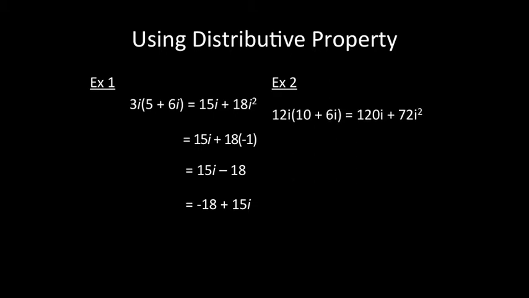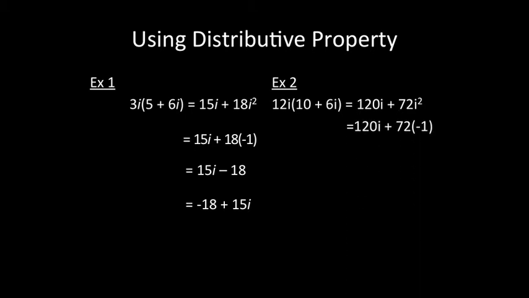Example number 2. 12i times 10 plus 6i equals 120i plus 72i squared. Now remember to always convert i squared into -1, which is equal to 120i plus 72 times -1 equals 120i minus 72. Now remember to always put your answer in a plus bi form, which equals -72 plus 120i.